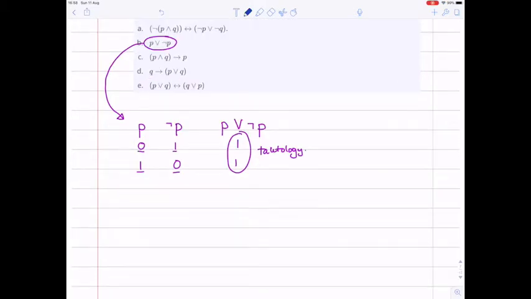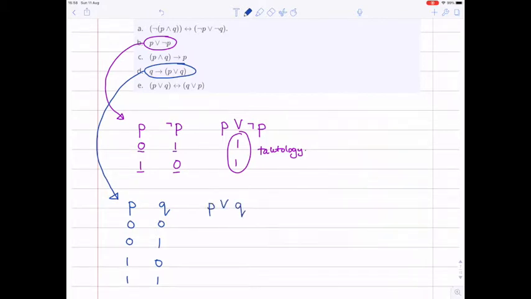Now let's look at a slightly more interesting example. So let's have a look at this one. We want to check that Q implies P or Q is true. All right, and we want to see that that's a tautology. So we're going to need a truth table with P and Q. So we've got 0, 0, 1, 1, 0, 1, 1. And we're going to need P or Q. And that's false when they're both false but otherwise true.